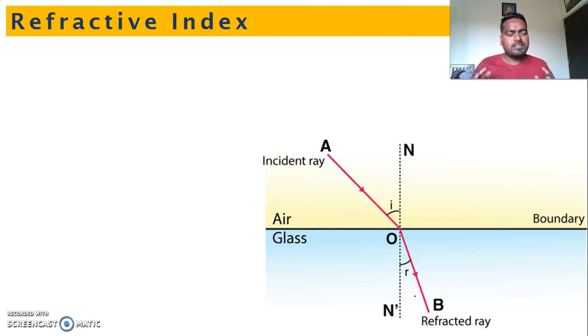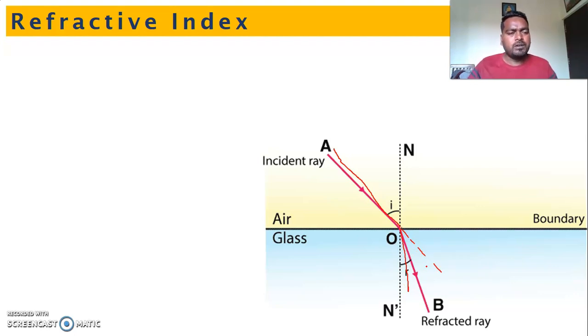We know that light usually travels in a straight line, but when it is traveling from one medium to another medium, it changes direction at the point of incidence. For example, you observe here, this is an air medium and this is a water medium. When light is traveling from air to water, it changes direction here. Instead of going straight, it changes direction. So this phenomenon is called refraction.